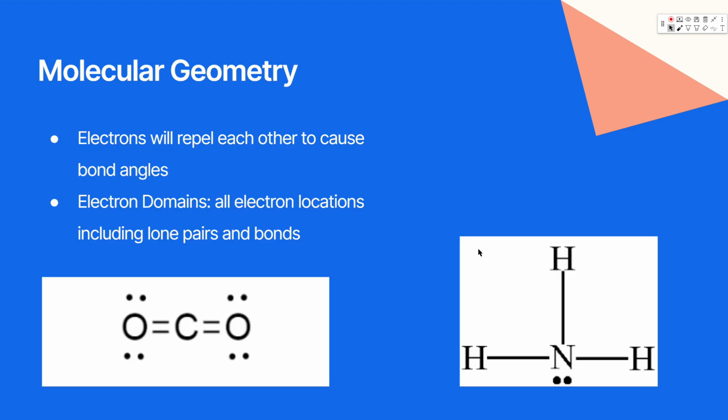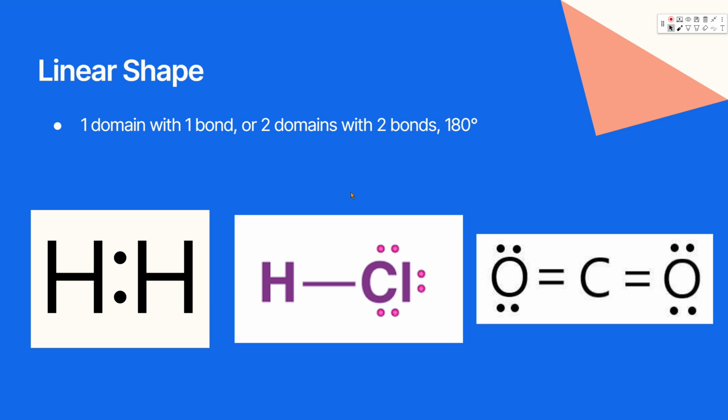Molecular geometry. This explains that electrons will repel each other and causes bond angles. Electron domains are all the electron locations, which include lone pairs and bond sites. CO2 has 2 double bonds, which means it has 2 bonding sites and 2 domains. Ammonia has 3 bonding sites and 1 lone pair, giving me 4 domains.